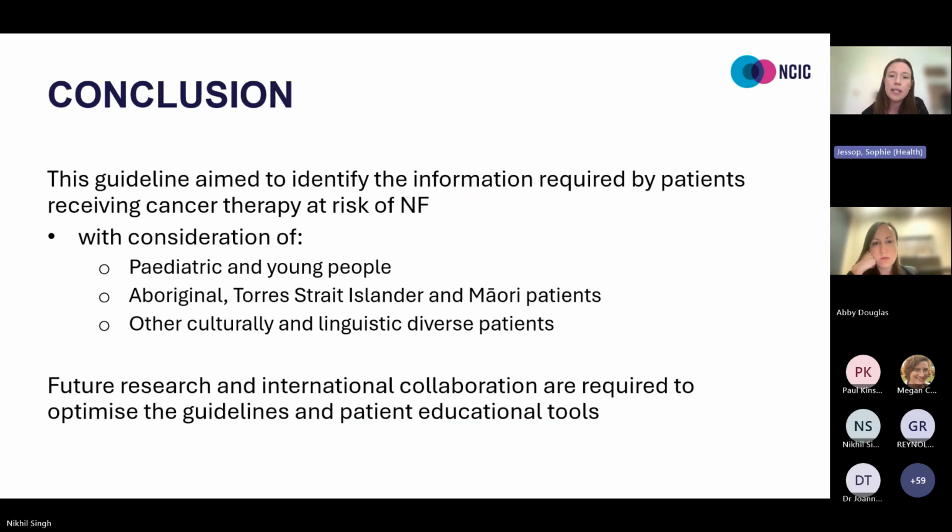So this guideline aimed to identify the information required by patients receiving cancer therapy at risk of febrile neutropenia. We really wanted to consider the education and inclusion of paediatric, adolescents and young adults, Aboriginal, Torres Strait Islander and Maori patients, and how to adapt education for culturally and linguistically diverse populations. But we do know that this is an emerging area, and there is for future research and international collaboration required to optimise the guidelines and patient educational tools.